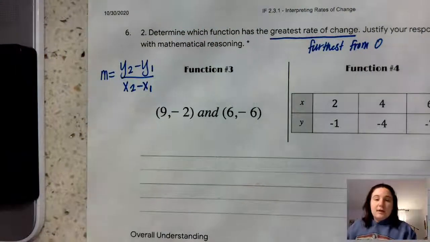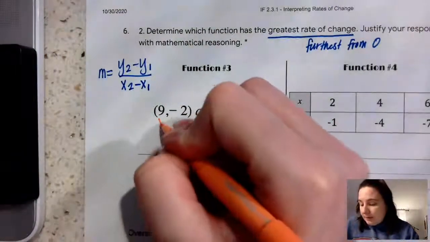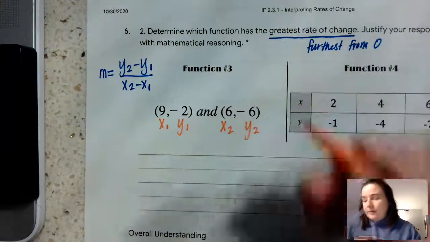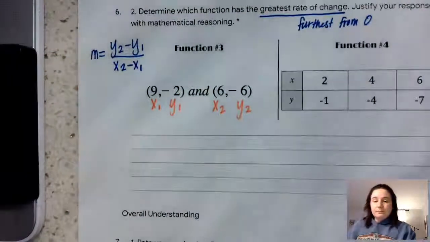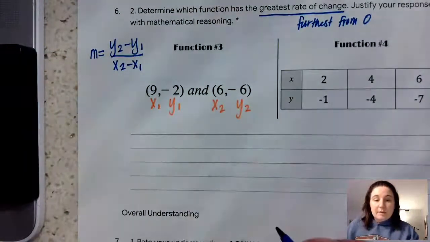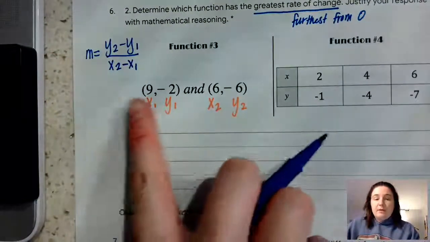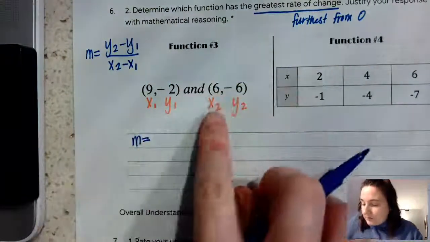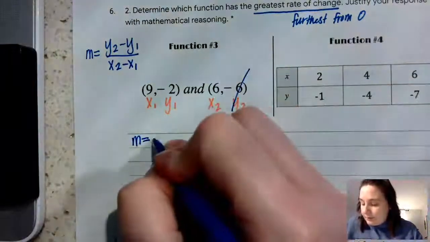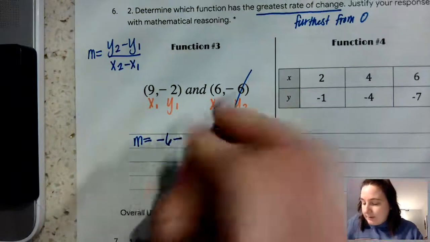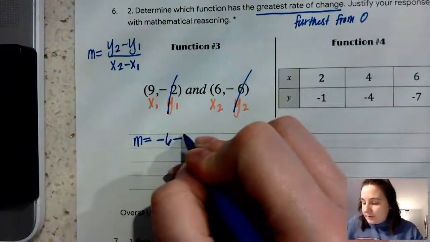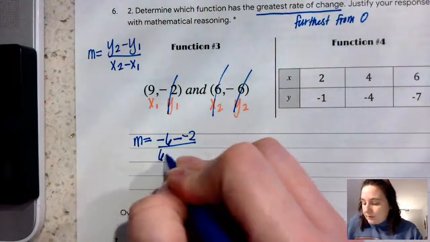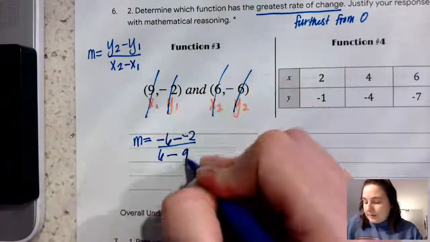And for the first one, I just have 2 points, so I'm just going to label them x1, y1, and x2, y2. And then I'm going to plug those into my formula. And so I get m equals y2, which is -6, minus y1, which is -2, over x2 minus x1.